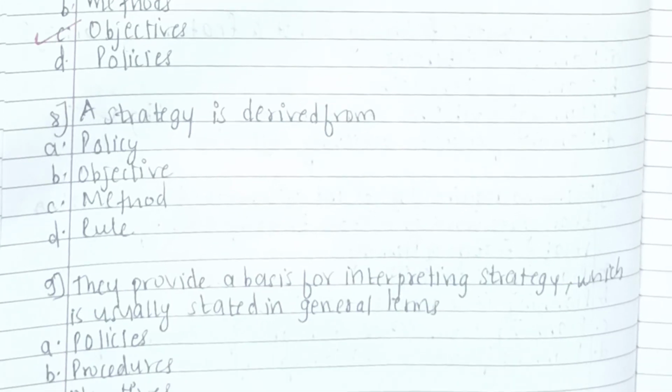Next is a strategy is derived from, the options are policy, objective, method and rule. Here also our answer is B, that is objective, because we can get a strategy only from the objectives that we want to achieve. It means we need to have an objective or a goal. Until and unless we have an objective or a goal, on what basis are we going to frame a strategy? So in order to formulate a strategy, we need to have an objective. According to the objective that we intend to achieve, we will develop a strategy.